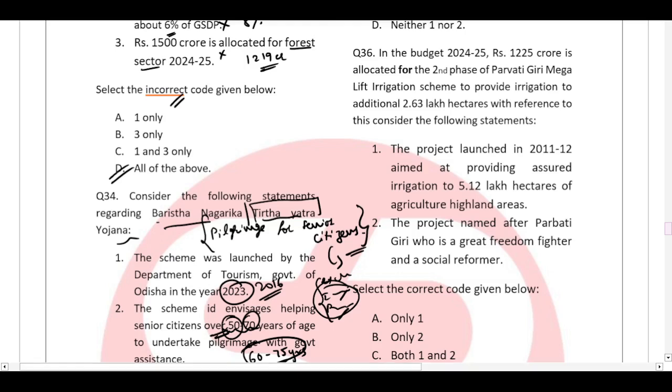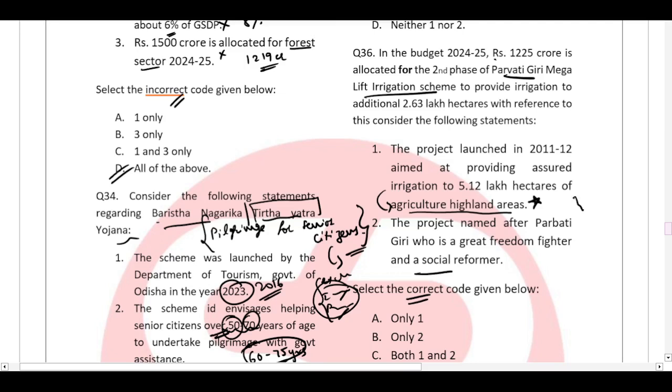The project was launched in 2011-2012, aimed at improving the irrigation to agricultural highland areas. The project is named after Parvati Giri, who is a great freedom fighter and a social reformer. Select the correct answers. So this particular project called the Parvati Giri Mega Lift Irrigation Scheme, it was indeed launched to provide the lift irrigation facilities to the agricultural highland areas.